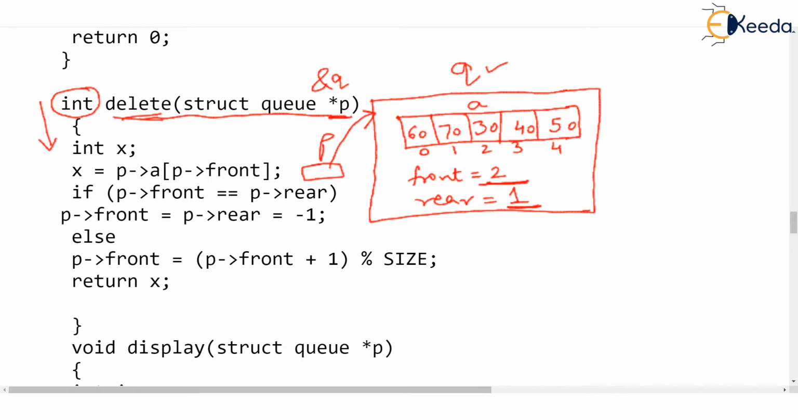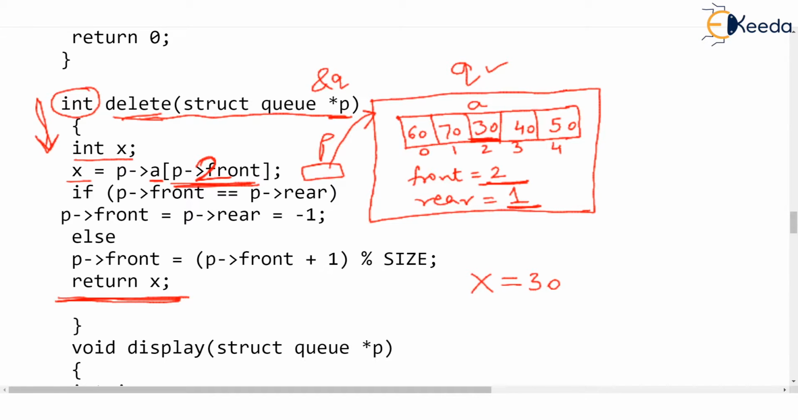So you know by now that if you call delete on this particular circular queue, then 30 should be deleted first because 30 is the frontmost. Let's run this delete function. We have declared a local variable x, where x will store the value of the frontmost element, p arrow front. Observe that p arrow front is 2. So the second element of this array, a2, will be stored by x. x has to be then 30. And finally, you see the last statement returns that 30 back to main.